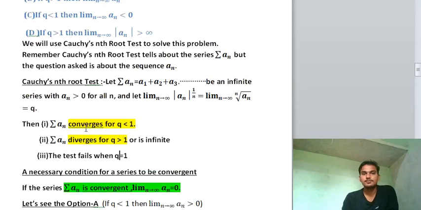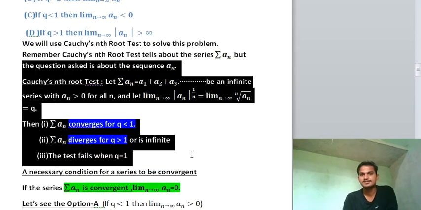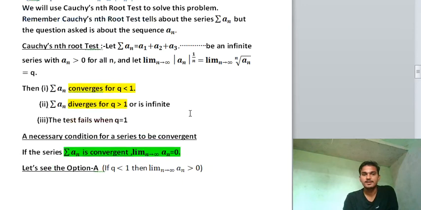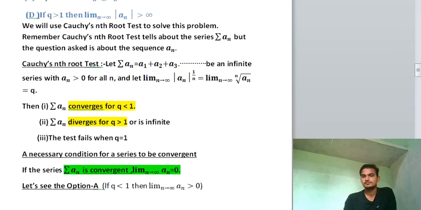Please see, this is Cauchy's root test, and you can see these two things. First is Cauchy's nth root test. Second is a necessary condition for a series to be convergent. If the series summation a_n is convergent, then the limit as n tends to infinity of a_n is equal to 0.